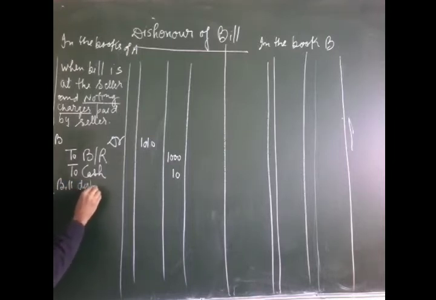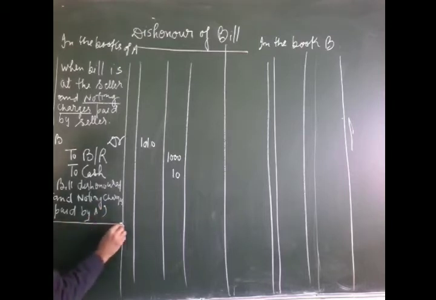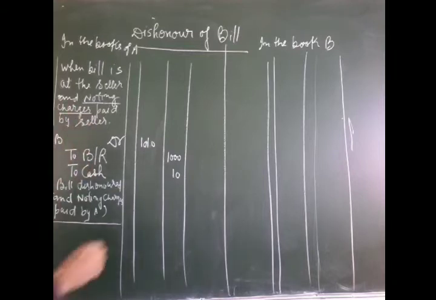We will write here bill dishonored and noting charges paid by A. In this way, we will pass the entry in the books of A. On the other hand, we will see in the books of B what the entry would be.